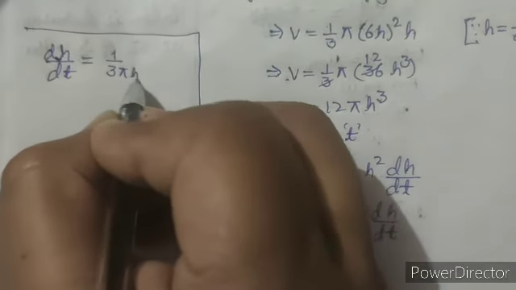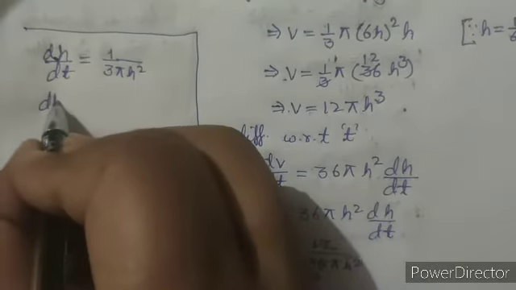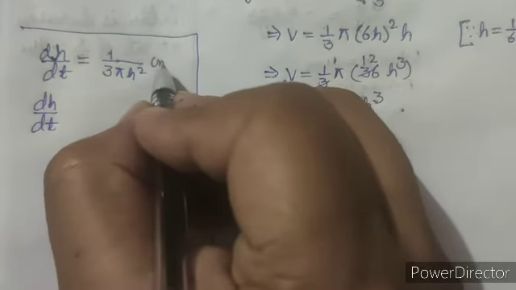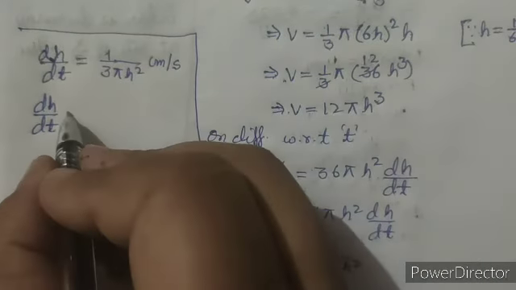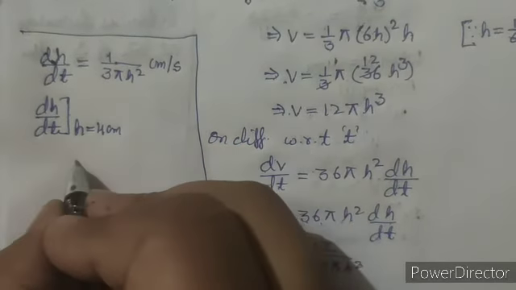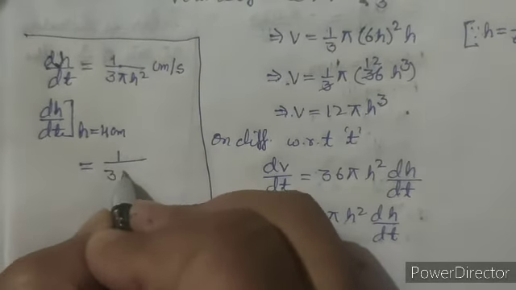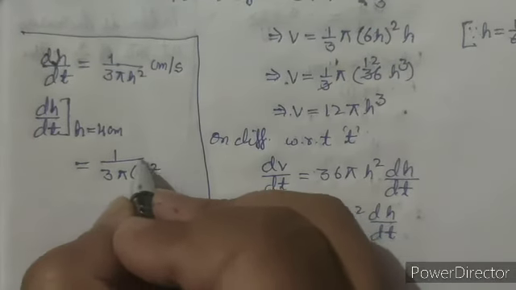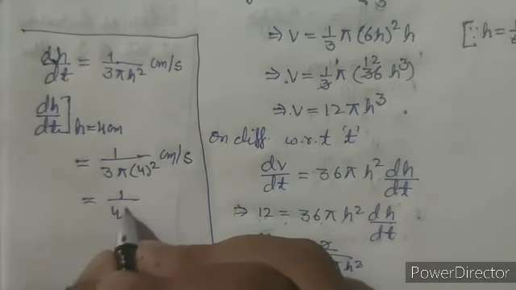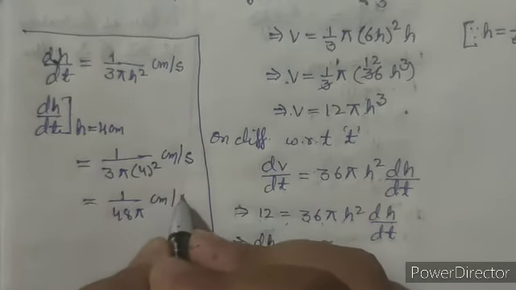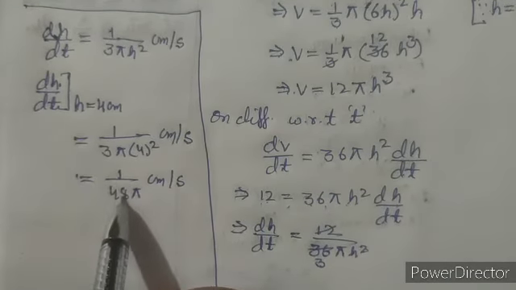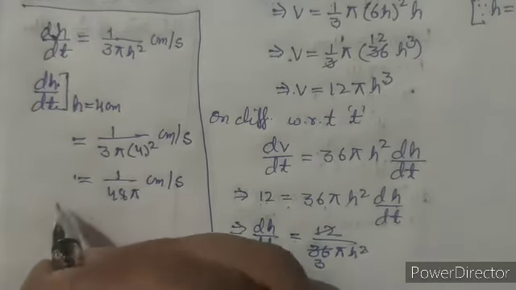Now dh by dt, this was height of the cone, so that means this was centimeter per second. Now dh by dt when h equal to 4 centimeter will be equal to 1 upon 3 pi into 4 square centimeter per second, and this will be 1 upon 48 pi centimeter per second. Thus we can say that height of the cone is increasing at a rate of 1 upon 48 pi centimeter per second.